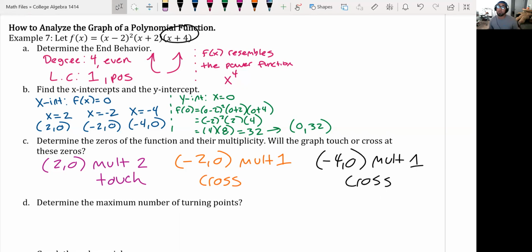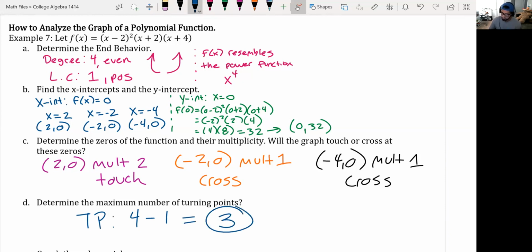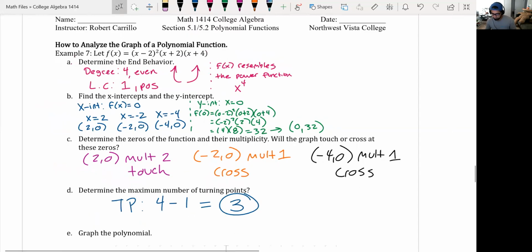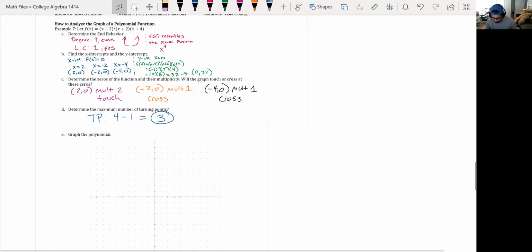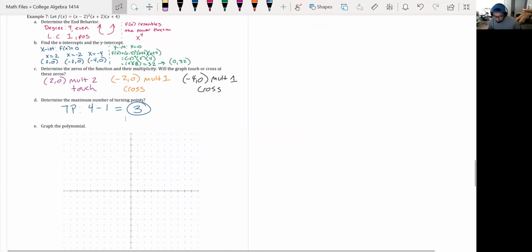And now, how many turning points do we have? Well, that goes along with our degree. Our degree is 4. And remember, turning points is degree minus 1. So turning points is going to be our degree of 4 minus 1, which will give me 3. 3 turning points. We are now ready to graph.